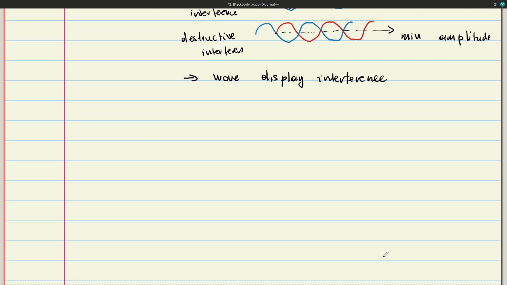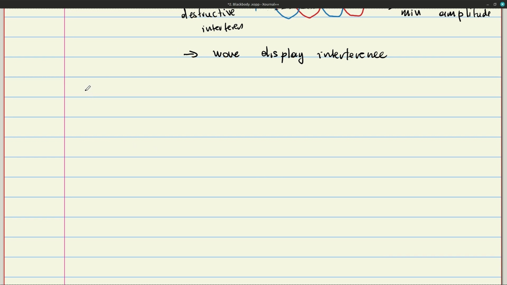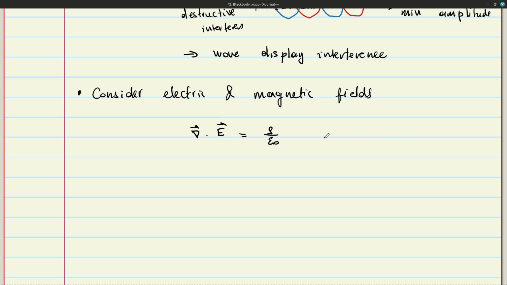Now let's talk about electromagnetism. So consider electric and magnetic fields. The way we consider electric and magnetic fields is through the Maxwell equations, and there are 4 of them. The first one is del dot E is equal to rho over epsilon naught. This is Coulomb's law or maybe Gauss's law, whichever you like better.